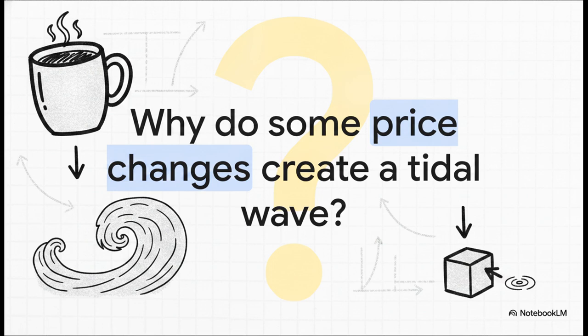Just think about your own trips to the grocery store. A 10% price drop on your absolute favorite premium coffee might make you stock up for the whole month, creating a tidal wave of demand. But a 10% drop in the price of something else? It might barely register as a ripple. So why is our behavior so wildly inconsistent?